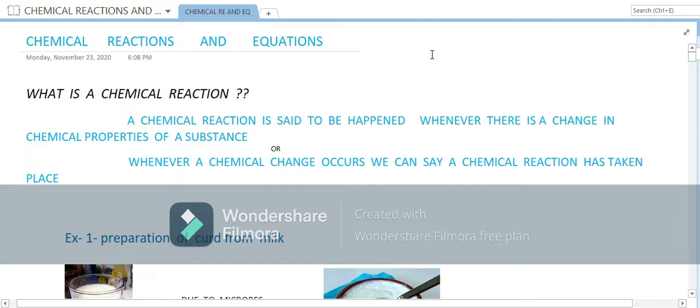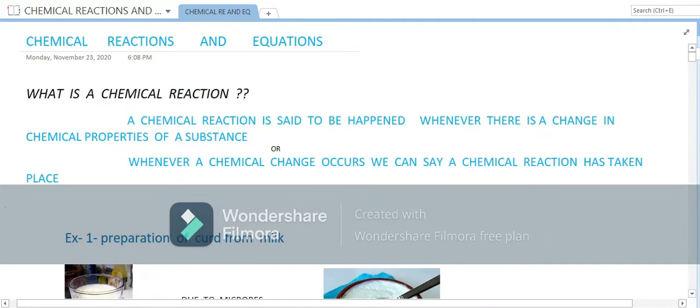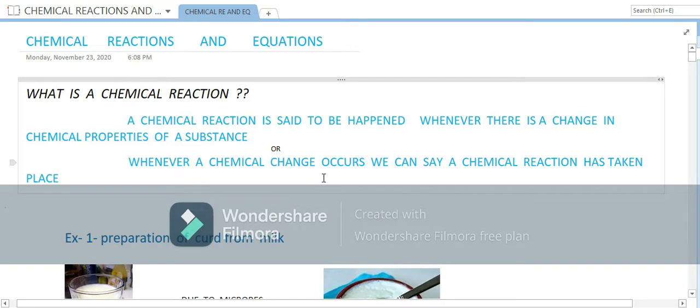So at first, before going deep into the subject, we should know what is a chemical reaction. A chemical reaction is said to happen whenever there is a change in chemical properties of a substance, or whenever a chemical change occurs. You can say a chemical reaction has taken place. So what does this mean? I have written here that a chemical reaction is said to happen.